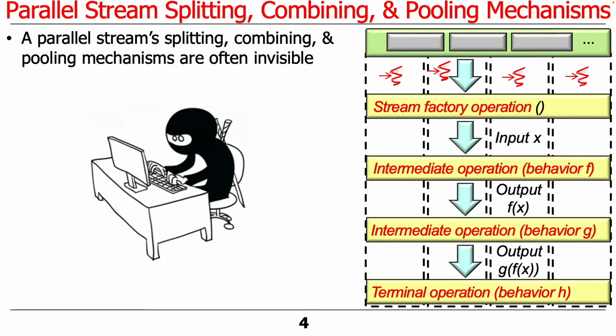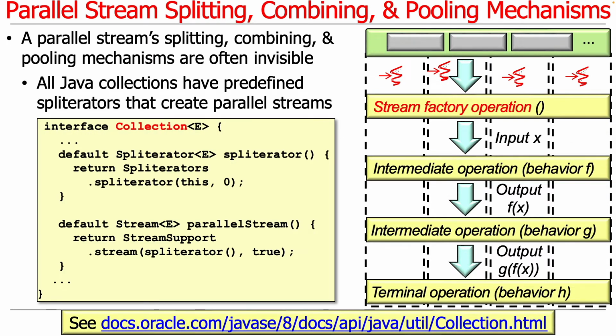By default, if you use a parallel stream out of the box and don't do anything custom or tailored for your environment, the splitting, combining, and pooling mechanisms are invisible. They're like a hooded ninja. You don't see them. They work out of the box. Why is it that way? Well, for one thing, as I've talked about a couple times, all Java collections, which are often, though not always, the source of streams, have predefined splitterators that create parallel streams from whatever type of collection you're dealing with: an array list, a linked list, a tree set, and so on and so forth.